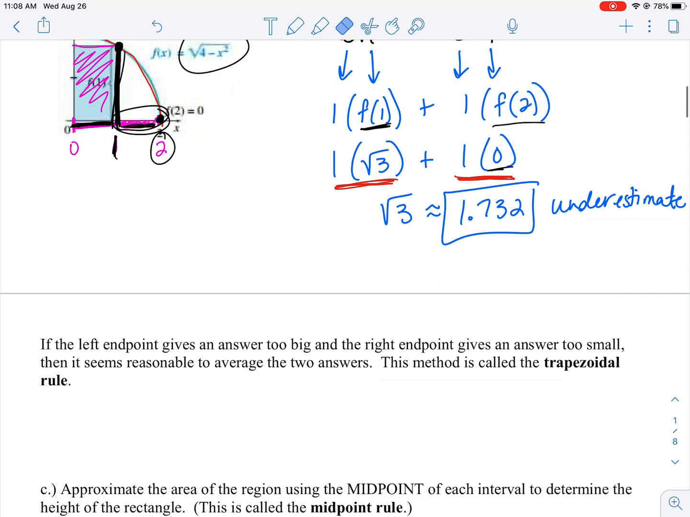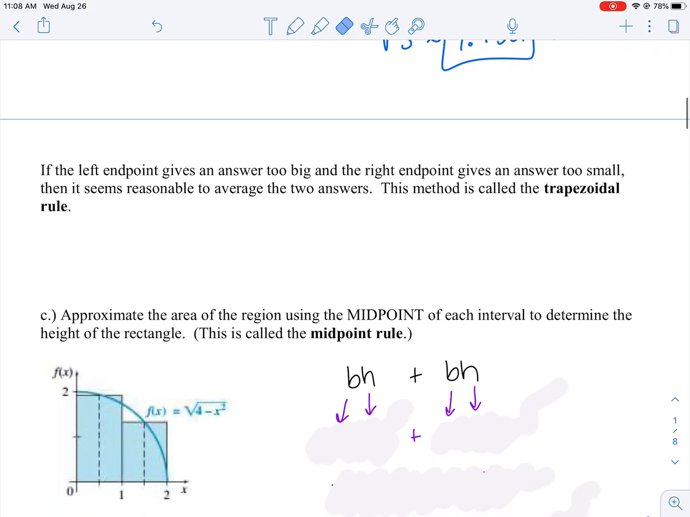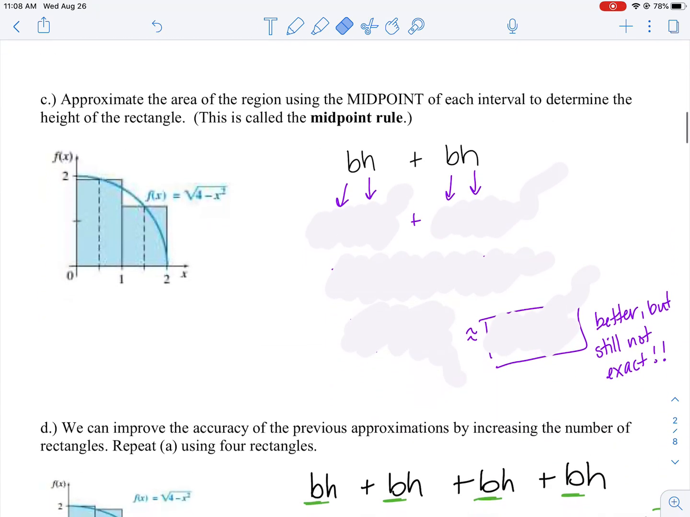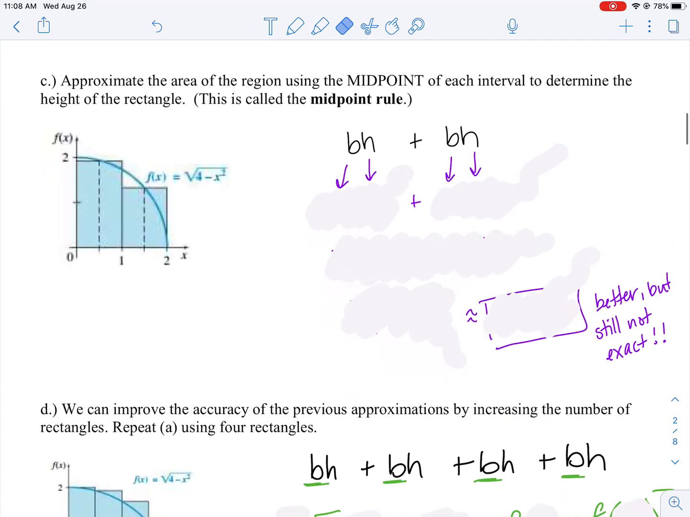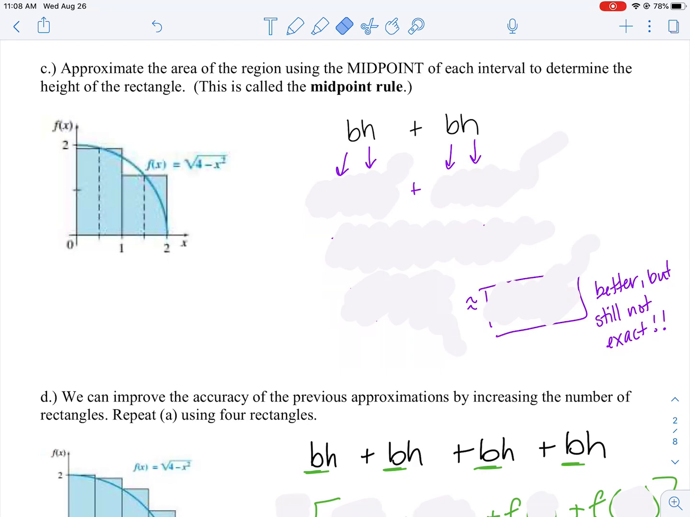So we can try a couple of different strategies. If the left endpoint is too big and the right endpoint is too small, we can use what we call an average, or the trapezoidal rule, which is kind of the same idea. Another thing we can do, instead of using left endpoints or right endpoints, is use midpoints of the rectangle.